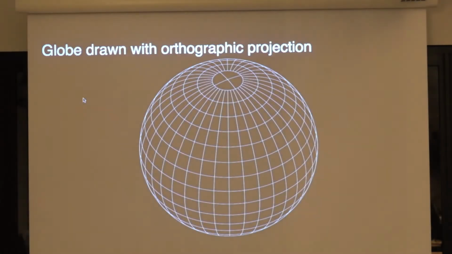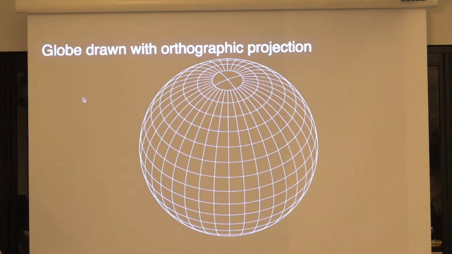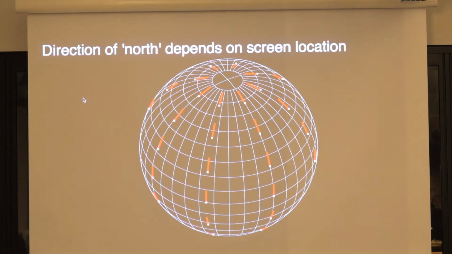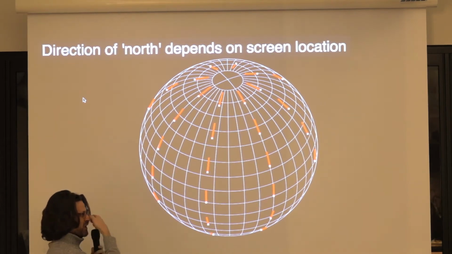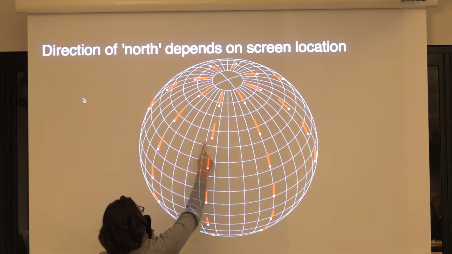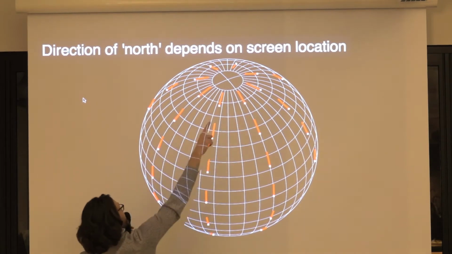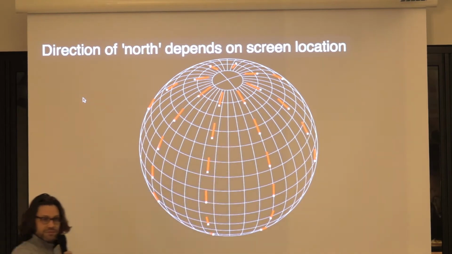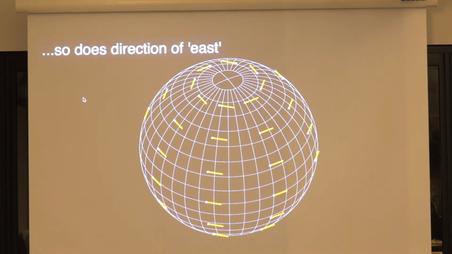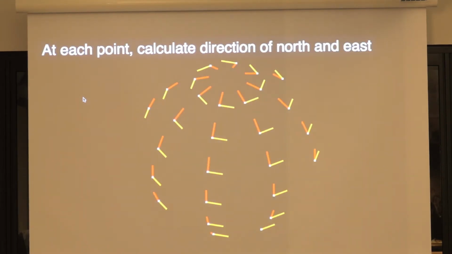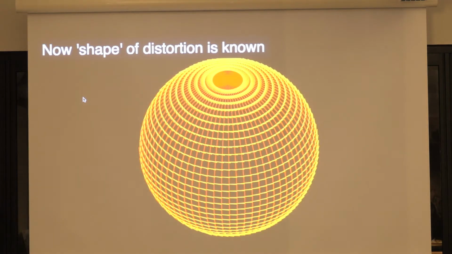Now I mentioned the distortion of the globe being a challenge. And it's a challenge because the weather data shows you the wind in north and east. But north on the computer display, well, sometimes it's up, sometimes it's to the right, and sometimes it's down. So you have to figure that out. Same with east. So if you do that for every point, you find the distortion of how to transform the vector.